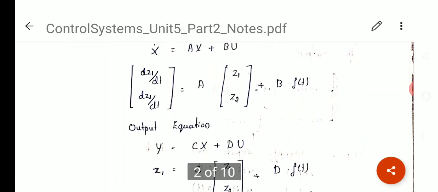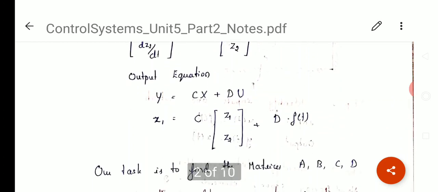Now what is the output equation? The output equation is y is equal to Cx plus Du, and x is again z1 z2. Y is the output, which is x, sorry, it has to be x here, x is nothing but z1, right? The output is x as per the given statement, and we represented x as z1 and dx by dt as z2. So therefore y is z1, and u is again force, that is f of t. Now our task is to find all four matrices A, B, C and D.